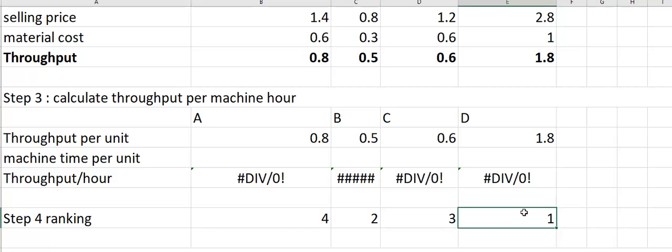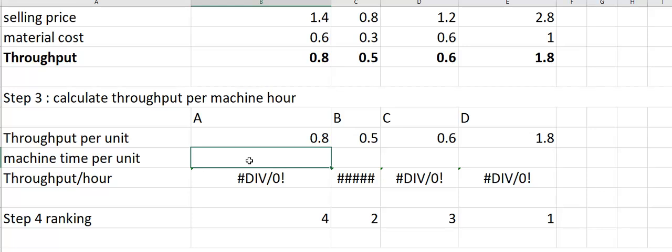Then step 3, you calculate throughput per machine hour for the bottleneck resource. So the throughput per unit, which was 0.8, 0.5, 0.6, and 1.8, you divide by the limiting factor per hour. If it is labor hours, you divide by labor hours per unit. If it is machine hours, you divide by machine hours per unit. Let's go back to the question.